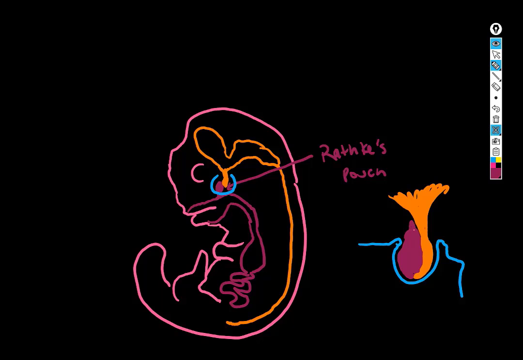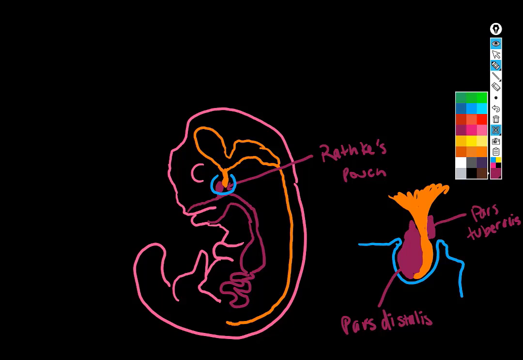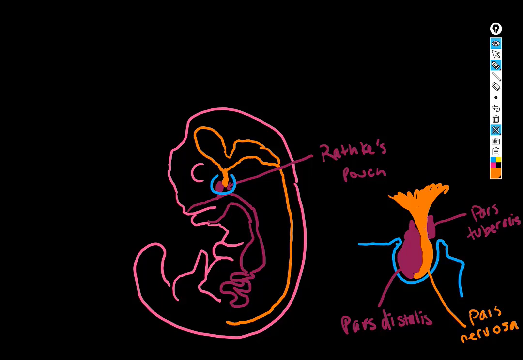And then the bulbous part at the end of the anterior pituitary, the part that came from Rathke's pouch, is called the pars distalis. And then the part that's wrapping around the stalk is called the pars tuberalis. And then down here, for the bulbous end of the posterior pituitary, we have the pars nervosa. And then the stalk is the infundibulum. So that is the embryonic origin of the pituitary gland.